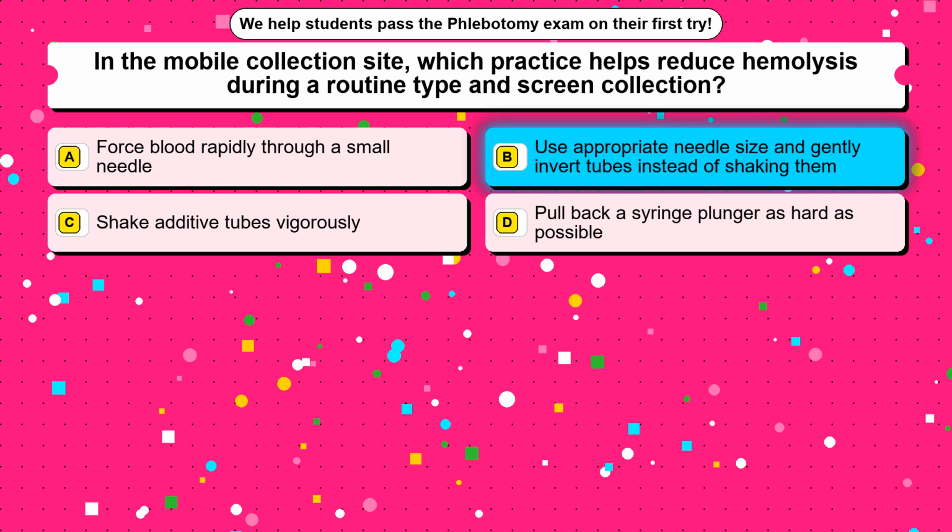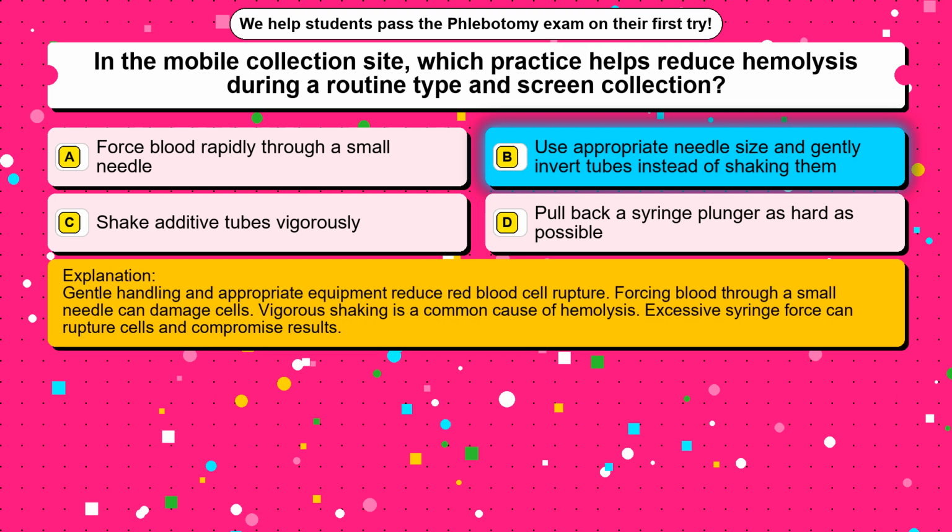The correct answer is option B. Use appropriate needle size and gently invert tubes instead of shaking them. Gentle handling and appropriate equipment reduce red blood cell rupture. Forcing blood through a small needle can damage cells. Vigorous shaking is a common cause of hemolysis. Excessive syringe force can rupture cells and compromise results.